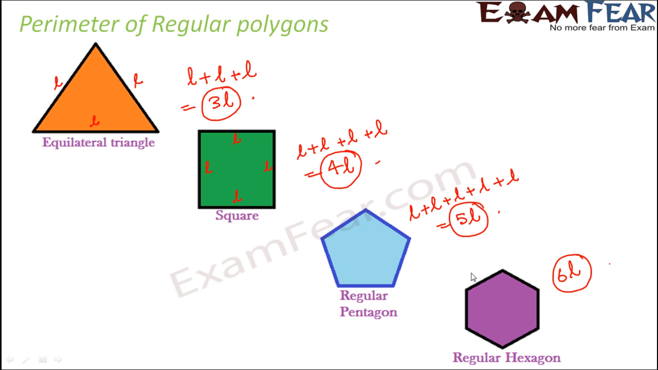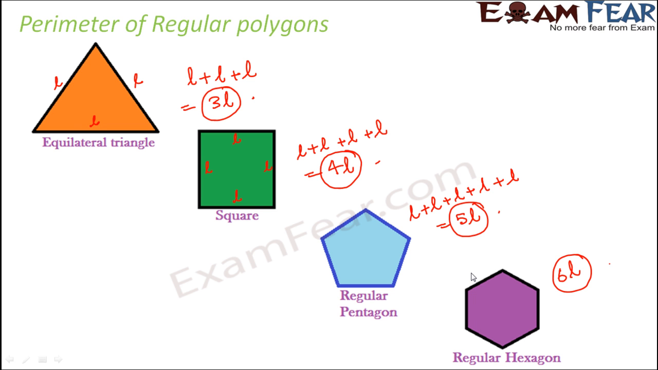That for all the regular polygons, the concept of perimeter is simple. Perimeter means sum of the lengths of the all sides. Now for regular polygons, all sides are equal in length. So basically, you just need to know how many sides are there for that polygon. Like if it is a regular pentagon, pentagon has five sides. So it would be 5 into L.